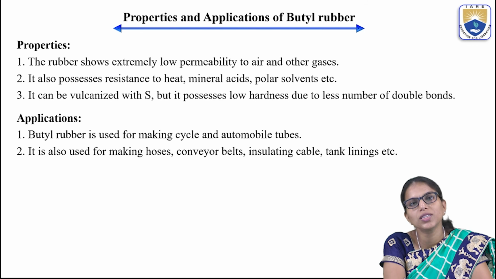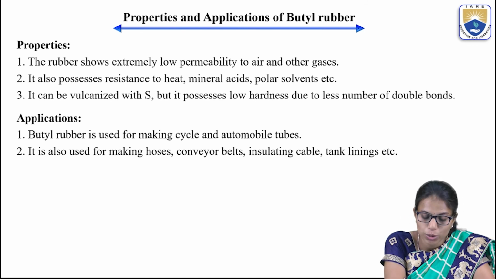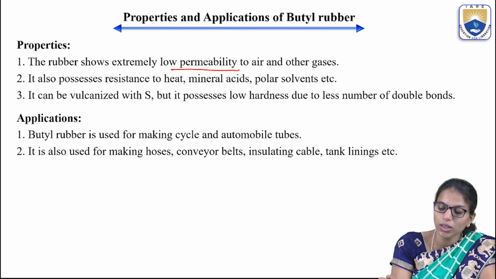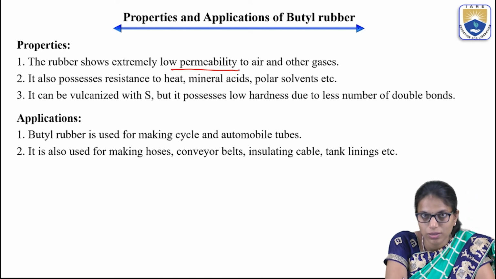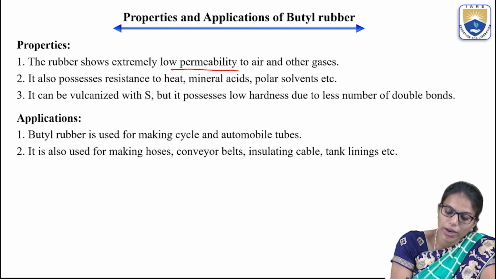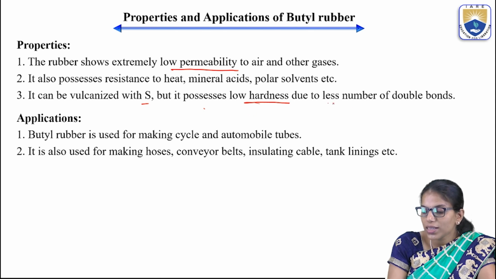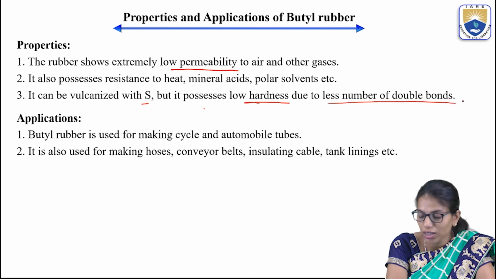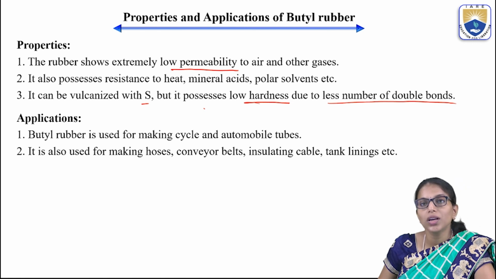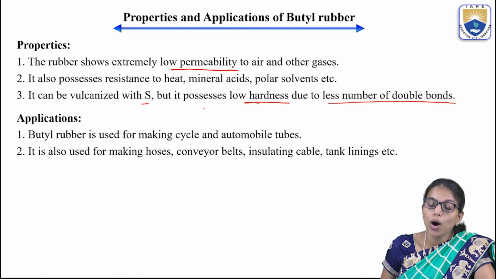Now coming to the properties and application of butyl rubber. The properties are that the rubber shows extremely low permeability to air and other gases, and it also possesses resistance to heat, mineral acids, polar solvents, etc. It can be vulcanized with sulfur, but it possesses low hardness due to a less number of double bonds. It contains fewer double bonds. That's why after vulcanization also it will possess low hardness.